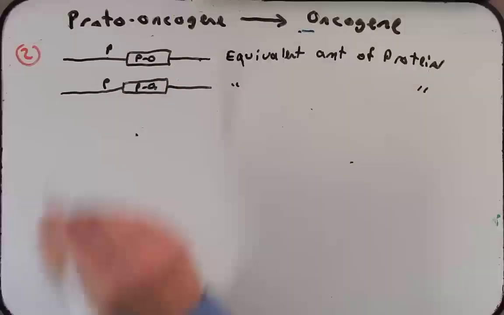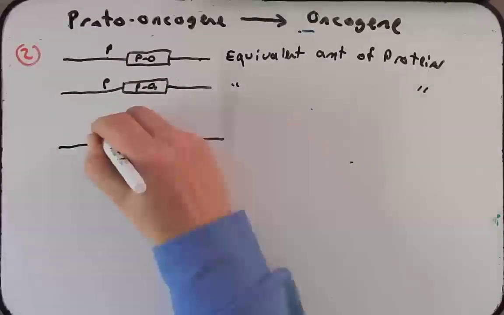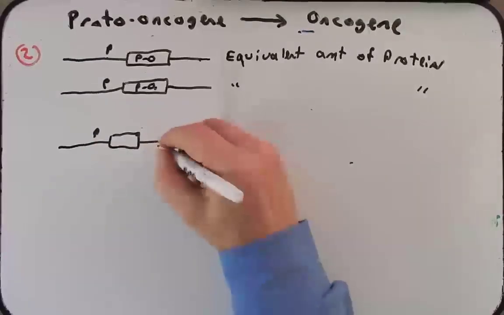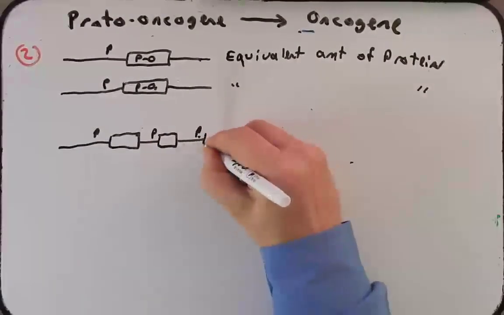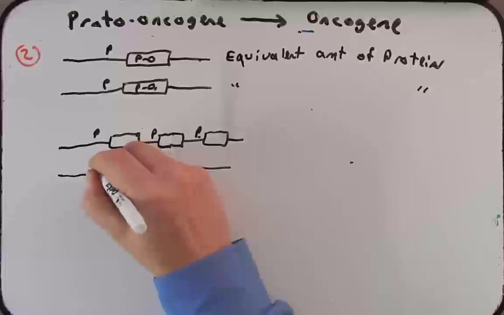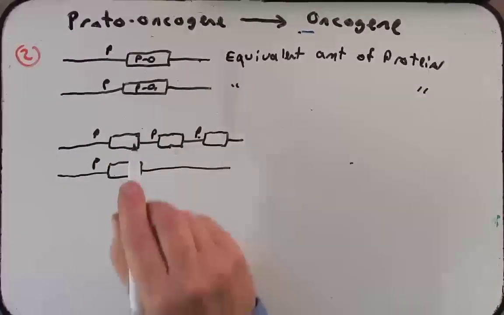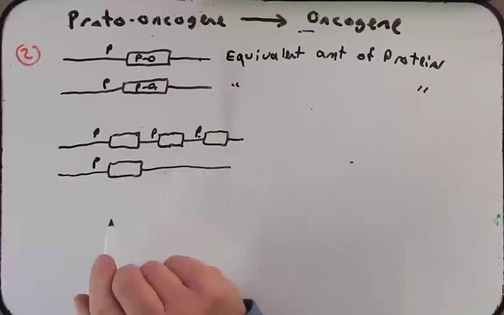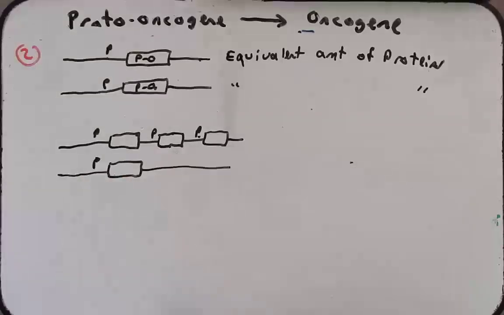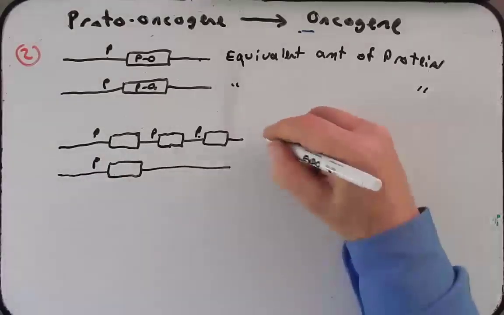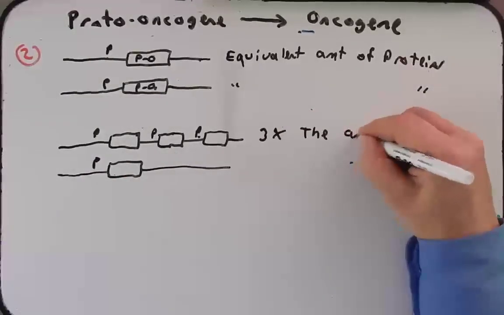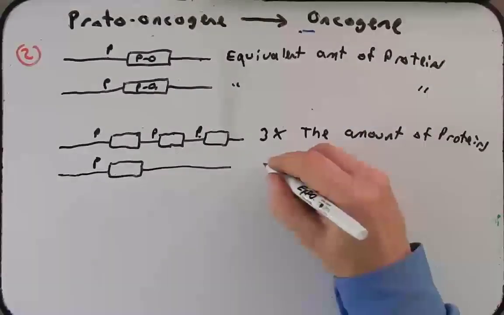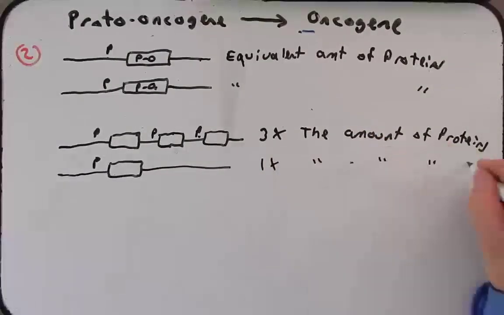Now, when it becomes an oncogene, what happens is, on one of these copies, the gene gets copied. Maybe just once, maybe multiple times. This allele down here is unaffected. Again, it only has to happen on one of the alleles. But now, every time you activate this proto-oncogene, this one makes 3 times the amount of protein. This one down here still just makes 1 times the amount of protein.